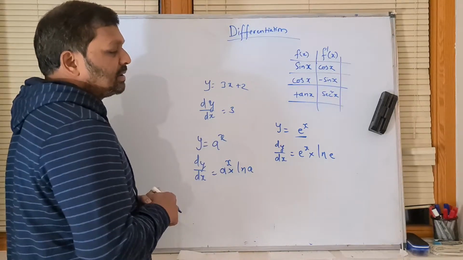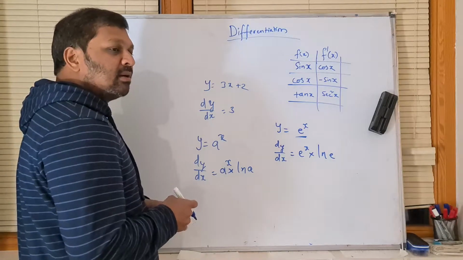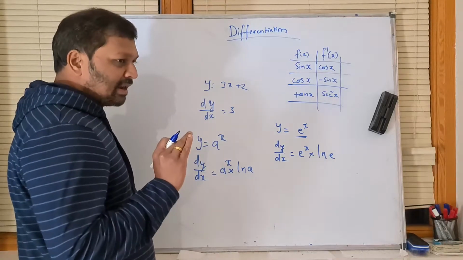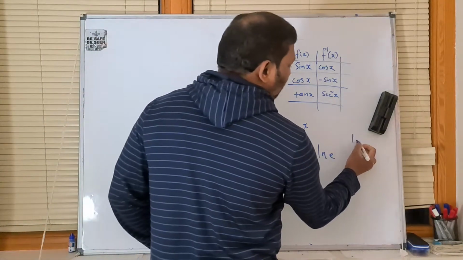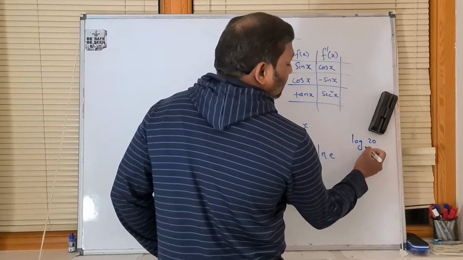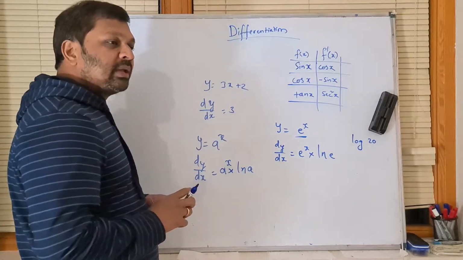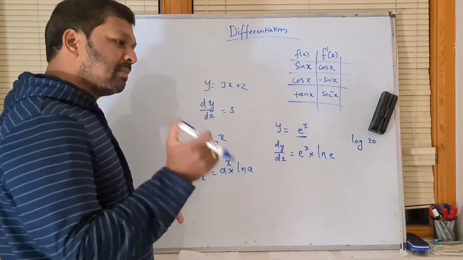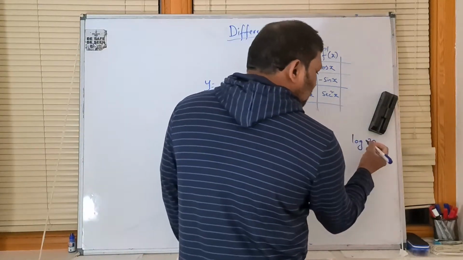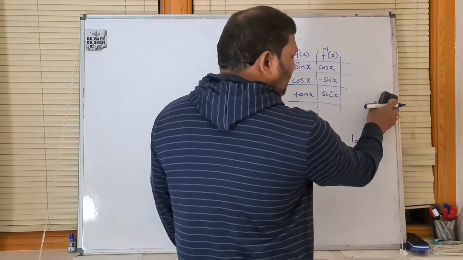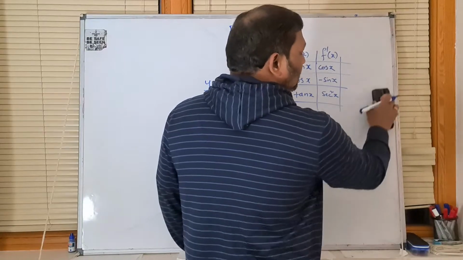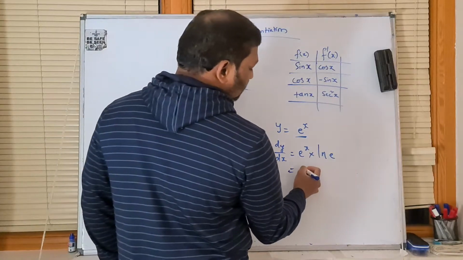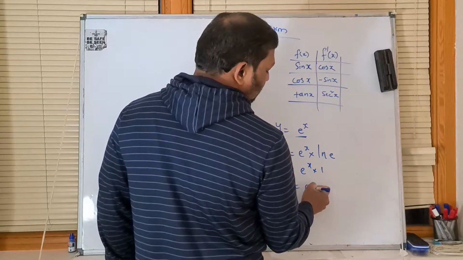For natural logarithm, the base is always e. Or else, for any logarithm, if a base is not given explicitly, you can assume it as e, not 10. If no base is given, what base do you take? Not 2 point something. You should take e as the base. If somebody wants to give a base explicitly, then they have to write that base. Otherwise, e is the default base for any logarithmic function. So ln e is 1. So e to the power of x into 1 is e to the power of x.